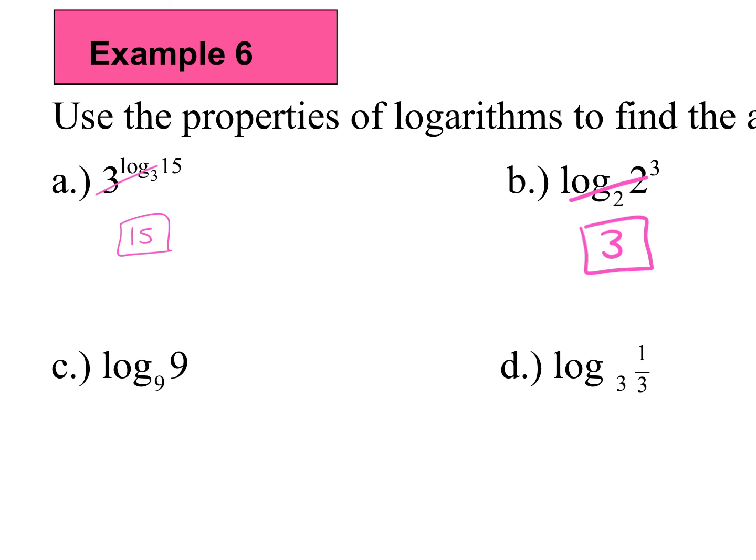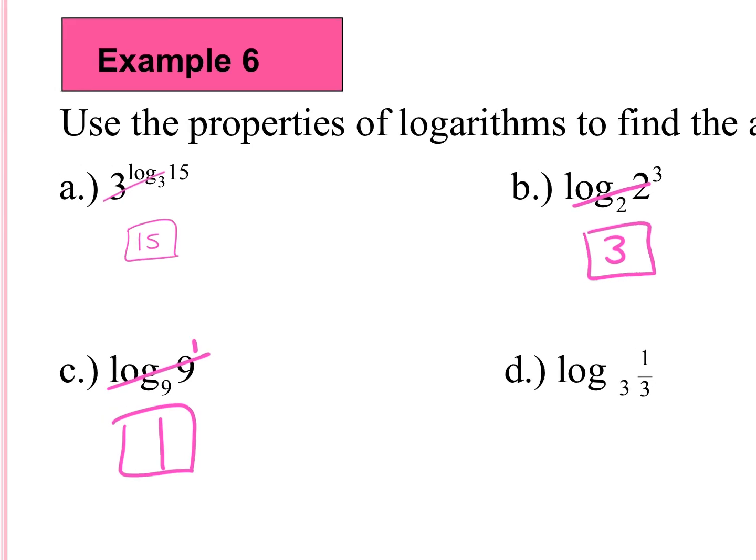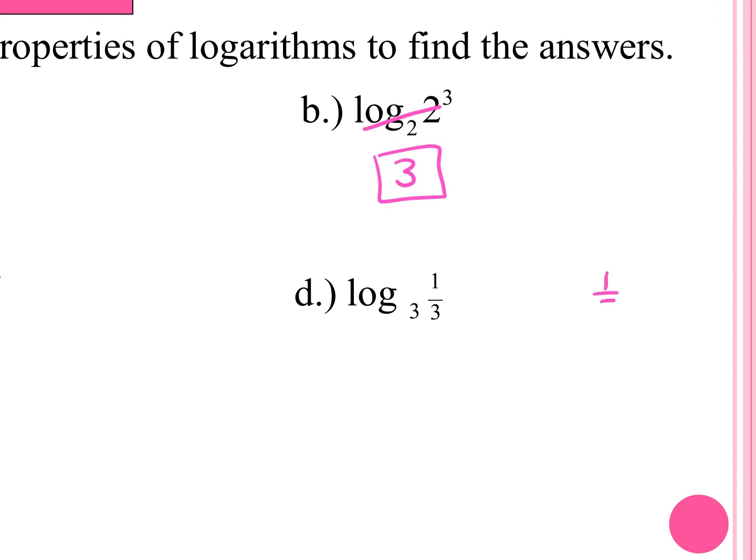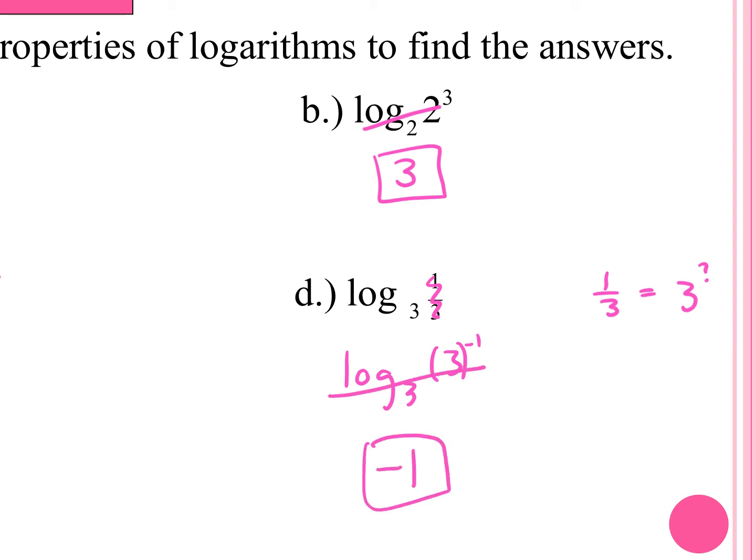So for C, log base 9 of 9 cancels, so what are you left with? 1. Because technically this is 9 to the power of 1. D is kind of like the one we did on the last page. So how can I get 1/3 to be 3 to some exponent? -1. So I'm just going to change this 1/3 to log base 3 of 3 to the power of -1. So log base 3 of 3 cancels, and my answer is -1.